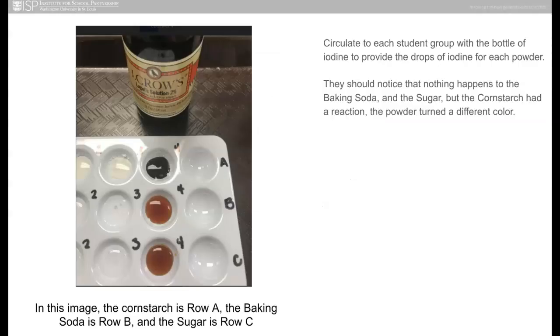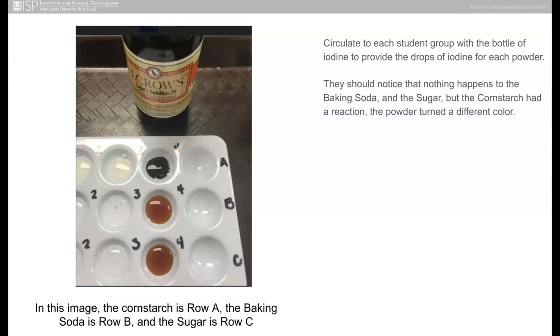In the last step of this investigation, you should circulate the room and add iodine to all students' wells labeled 3. They should then record in their student journal whether or not they believe a chemical change occurred. Throughout this investigation, students should keep in mind the evidence of chemical changes.